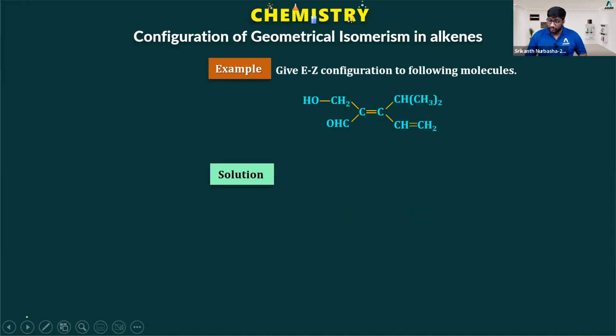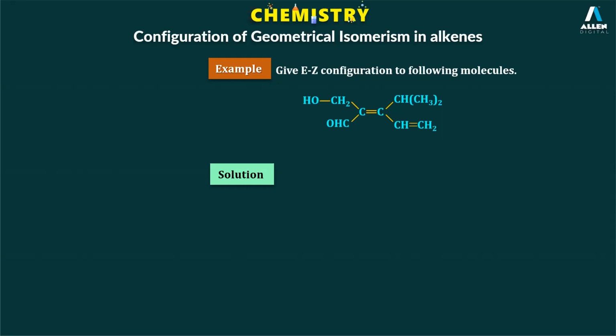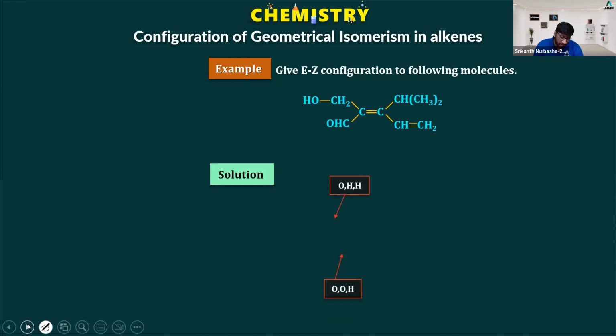What about this case? E or Z? Try to answer this fast. C double bond C, CHO, CH2OH, CH double bond CH2, CH taken twice. E means trans, you are saying. Trans.